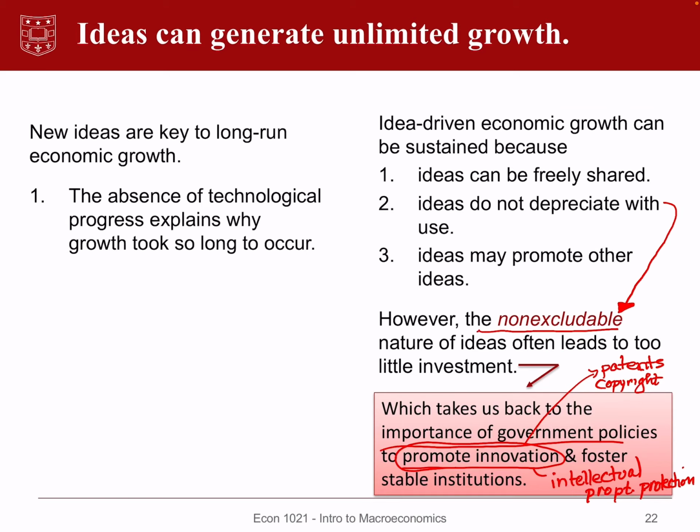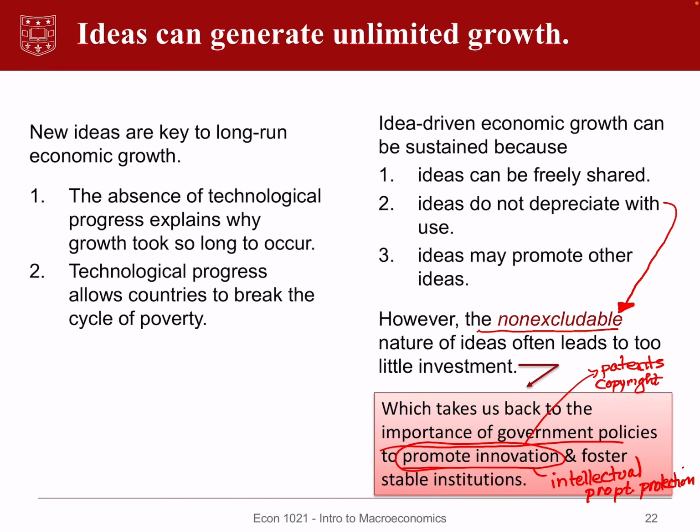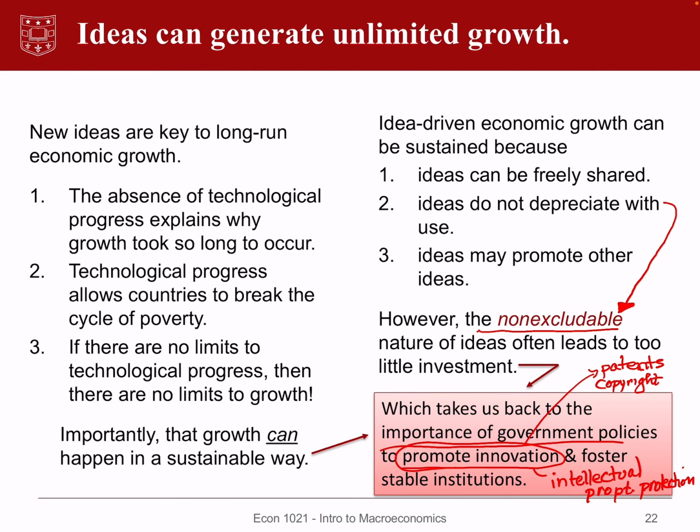So what can we say then by way of conclusion? Well, we can remark that if we look at the broad arc of history, the absence of technological progress explains why growth took so long to occur. And in the textbook, the authors describe that, and the necessity of living hand to mouth really prevented resources from being allocated in any way that could have led to technological progress.